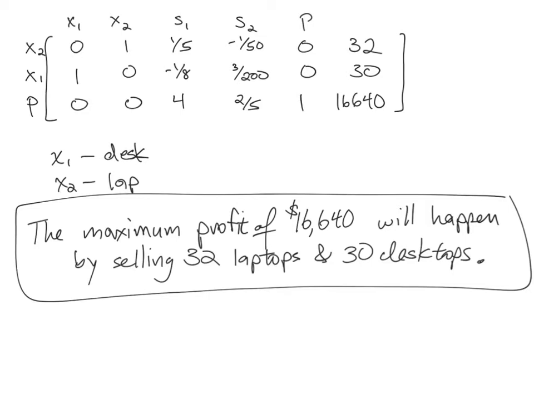And you can come back up and check this out in the matrix here. The profit down here is going to be maximized at $16,640. X sub 1 is 30, which we have. That would be 30 desktops. X sub 2 is 32. Hooray! And that is laptops.